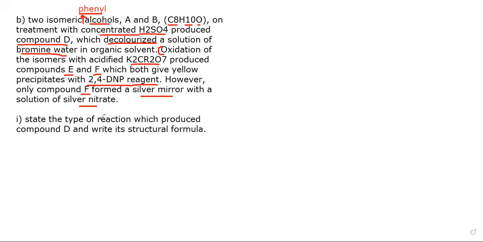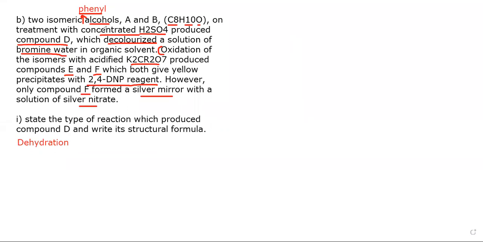it says we should state the type of reaction which produces compound D and write its structural formula. So the type of reaction that produces compound D is dehydration. That's the reaction. The structure of compound D.